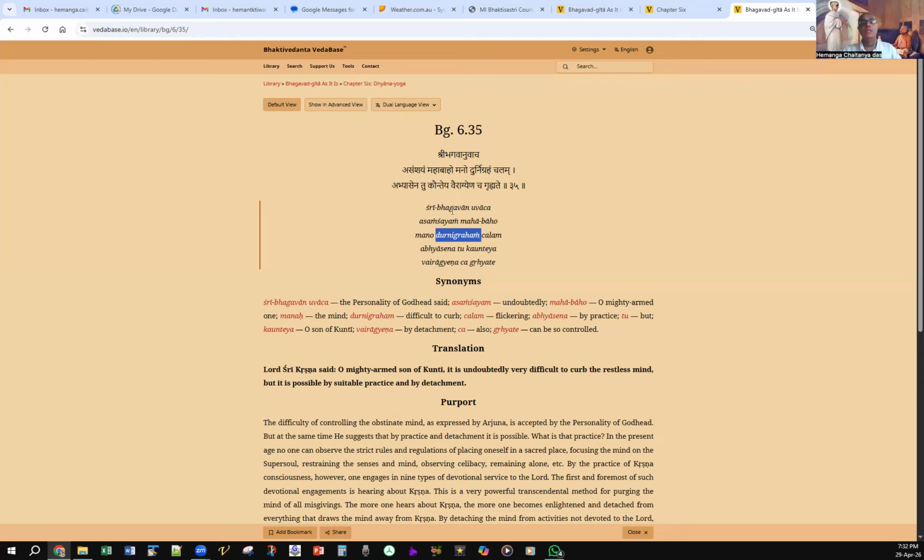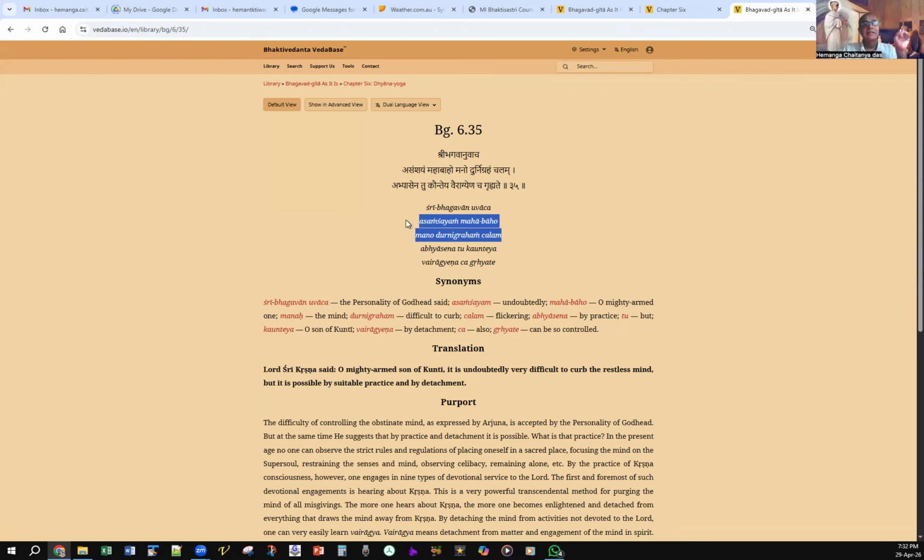This question is very, very nice. Not like, "Arey, you don't even know this much?" You don't even know this simple thing? What are you doing here? No, not like that. So this respectful attitude, Krishna, the Supreme Personality of Godhead, is responding very respectfully. So Mano Durnigraham Chalam. Yes, I agree, what you said is correct. The mind is chalam, it is restless. I agree with you.